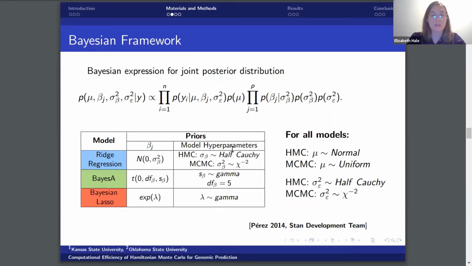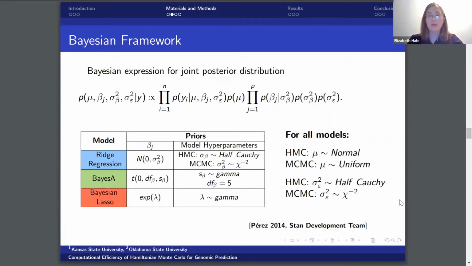So in the case of HMC, that's going to be determined using a half Cauchy distribution. And in the case of MCMC with Gibbs sampling, it's going to be determined using an inverse chi-square distribution. For all the models, our two other parameters that we're looking at, the intercept and the variance for the error term, they're actually all the same prior distributions for each model, although there are some differences in the priors depending on which algorithm you're looking at.